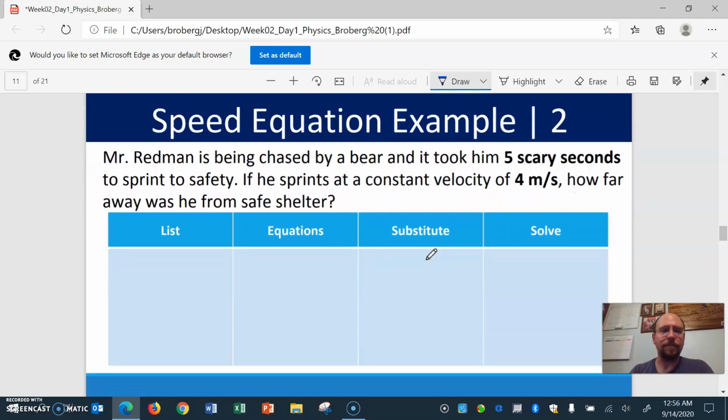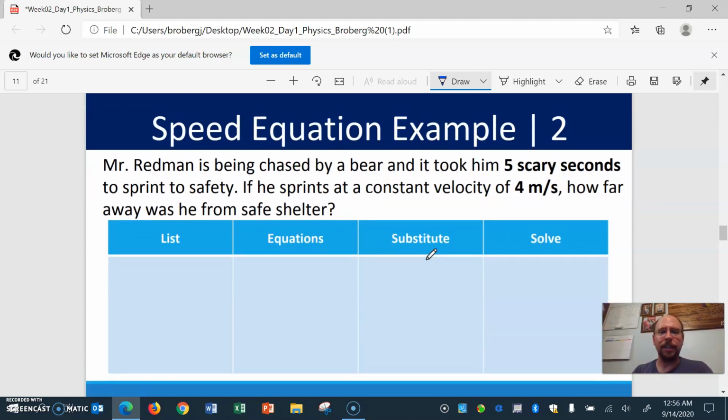Problem number 2 says Mr. Redmond is being chased by a bear and it took him 5 scary seconds to sprint to safety. If he sprints at a constant velocity of 4 meters per second, how far away was he from a safe shelter? Well, poor Mr. Redmond.